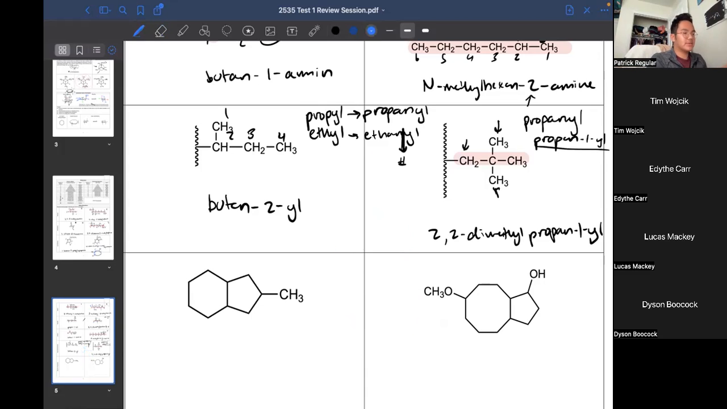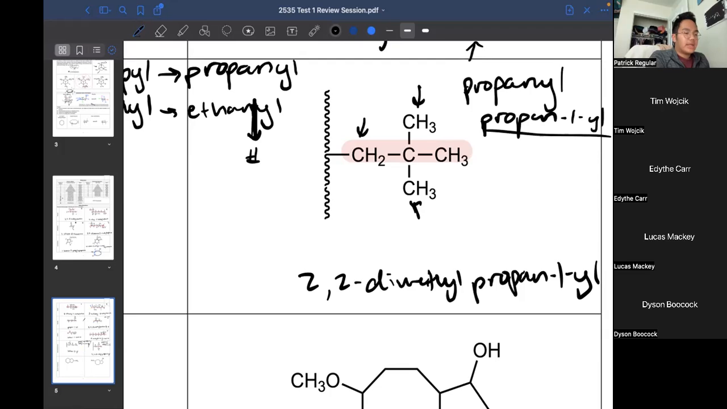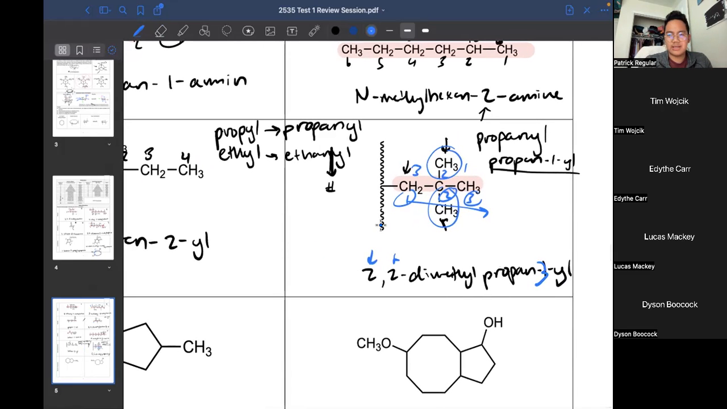Anyone have any questions? Can you go over which direction you named the second branched molecule? Yeah, this could go 1, 2, 3 or 1, 2, 3. I mean, it's the same both ways because our branch groups are on the same carbon. You just want to denote the smallest numbers possible, because if you went this way, it would be 2,2-dimethylpropan-3-yl. But we want the 1-yl. So we want to go this way. Does that make sense? Or was this the one you're talking about? Yeah, no, that makes sense.